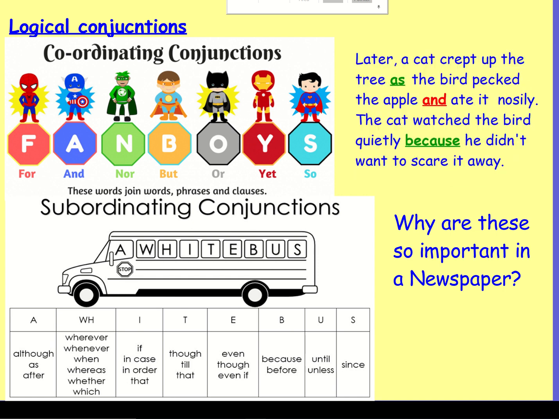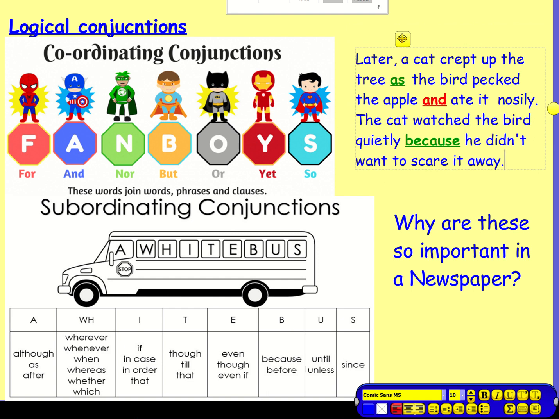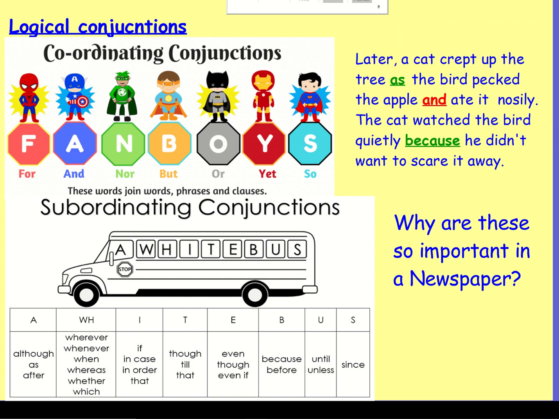So here, I have got a sentence. It's not to do with space, but it will do. Later, a cat crept up as the bird pecked the apple and it ate noisily. The cat watched the bird quietly because he didn't want to scare it away. And, so my red one, is my coordinating conjunction. Now, a coordinating conjunction joins groups of words which are of the same importance in the sentence. Okay, so they are both needed.